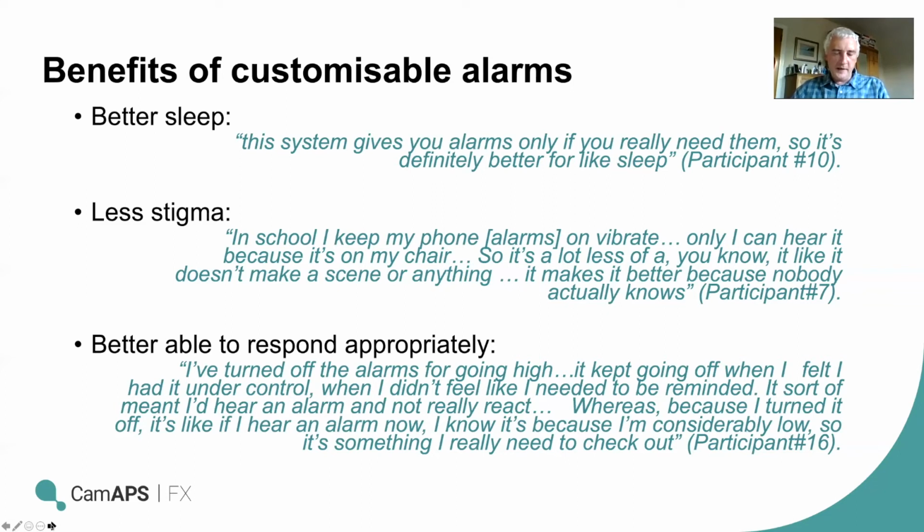Several young people also described how being able to customize or tailor their alarms resulted in them responding more appropriately to the ones that they'd retained. As this young person described, I've turned off the alarms for going high because it kept going off when I felt I had it under control, when I didn't feel like I needed to be reminded. It sort of meant I'd hear an alarm and then not really react. Whereas because I've turned it off, if I hear an alarm now, I know it's because I'm considerably low, so it's something that I need to check out.